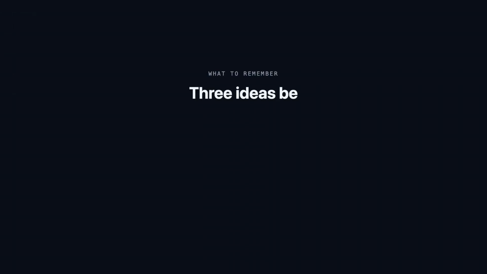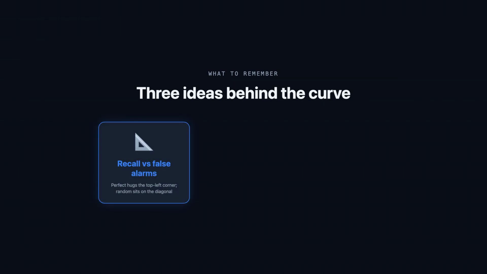Now, three ideas are worth locking in before you use it. First, remember the axes. Recall climbs the vertical, false alarms run along the horizontal, and a perfect classifier hugs the top left corner, catching every positive with zero false alarms. A random guesser just sits on the diagonal line.